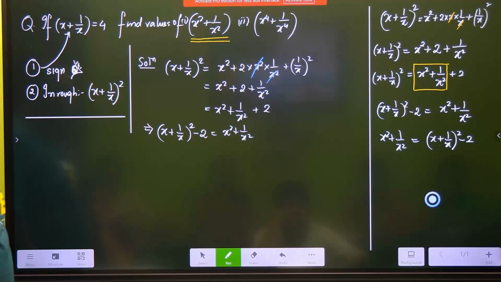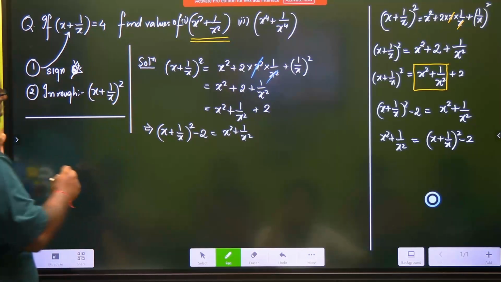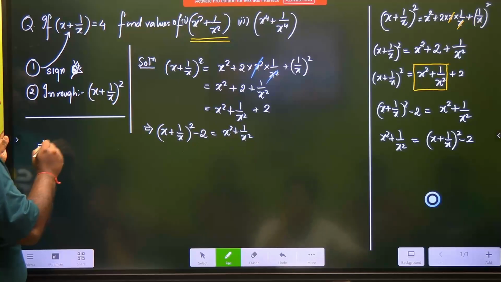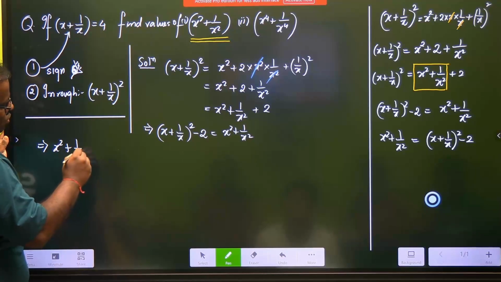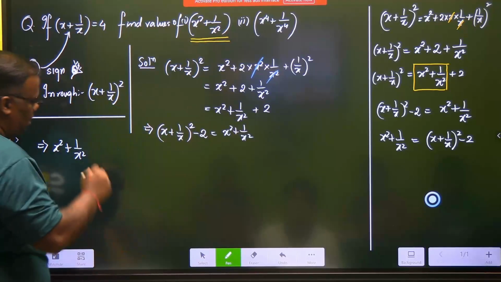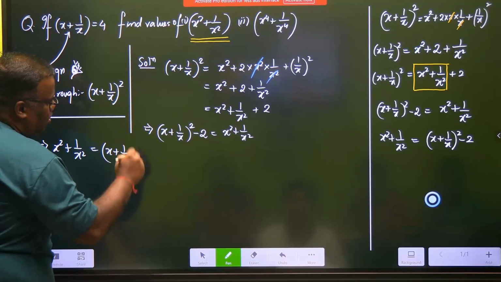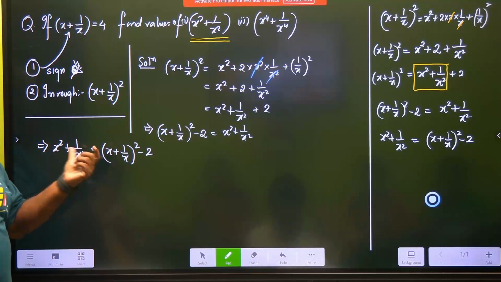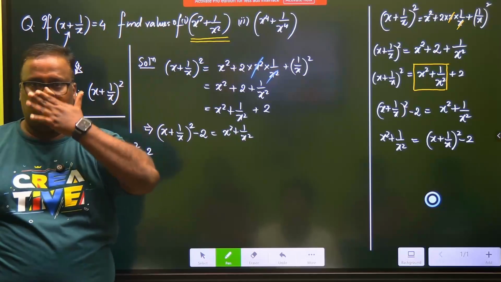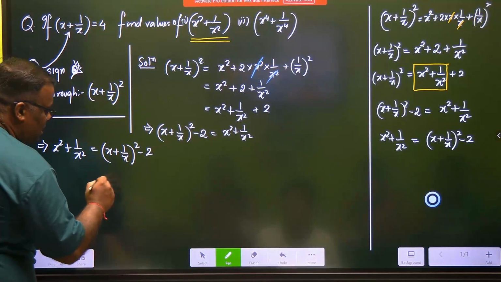Agreed? Now what do we do? Change our hands. So I'm writing a little bit this side to save space. So next I'll change my hands. I will write on the left-hand side exactly what I'm asked to find out, so I write this as x plus 1 by x whole square minus 2. Now this is my parent formula to solve what I have been asked. But still I'm not done. Now life becomes easy.